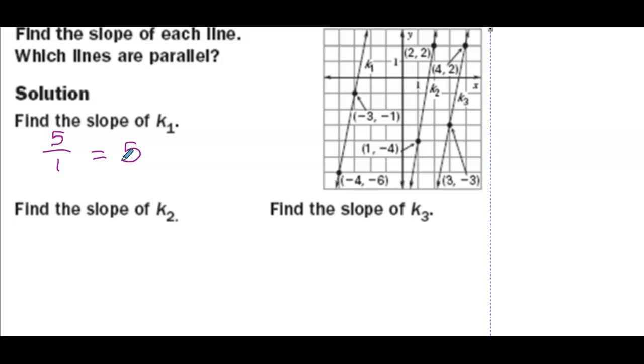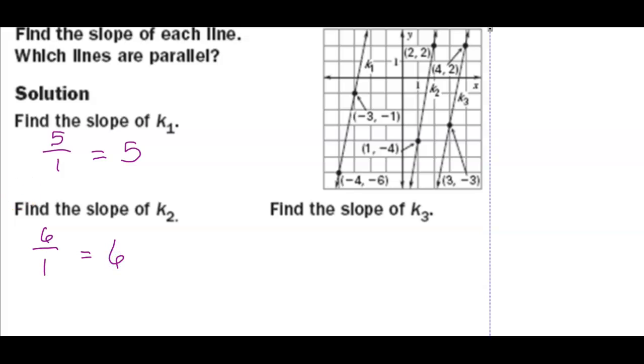K2, let's look at this line that's in the middle. I'm still going to use these 2 points, but again, I'm going to do rise over run. So I go up 1, 2, 3, 4, 5, 6. So I went up 6. And I went over 1. So it's 6 over 1. The slope of K2 is 6.